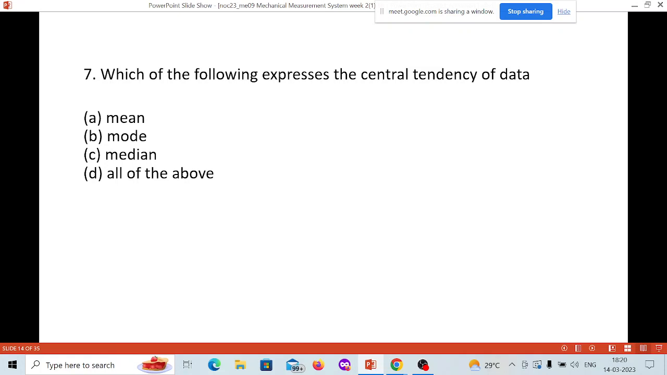I repeat, which of the following expresses the central tendency of data? A. mean, B. mode, C. median, D. all of the above.